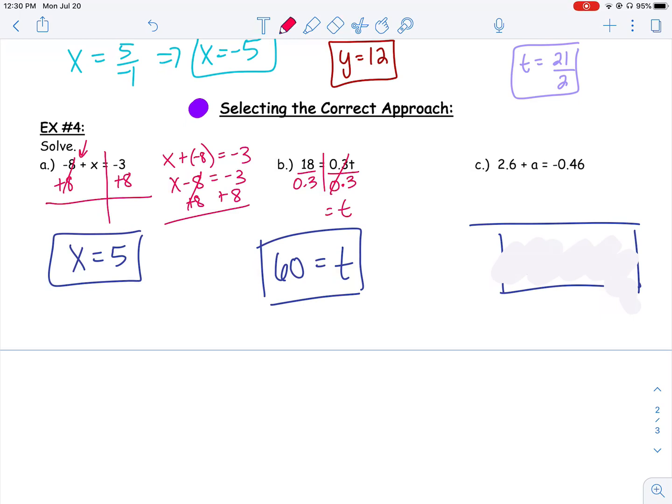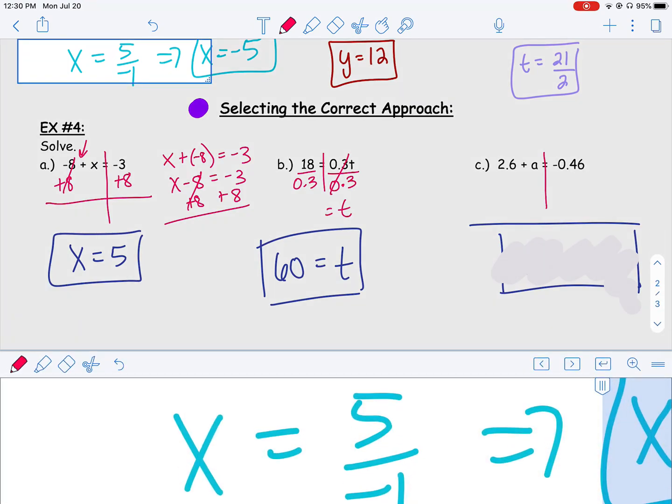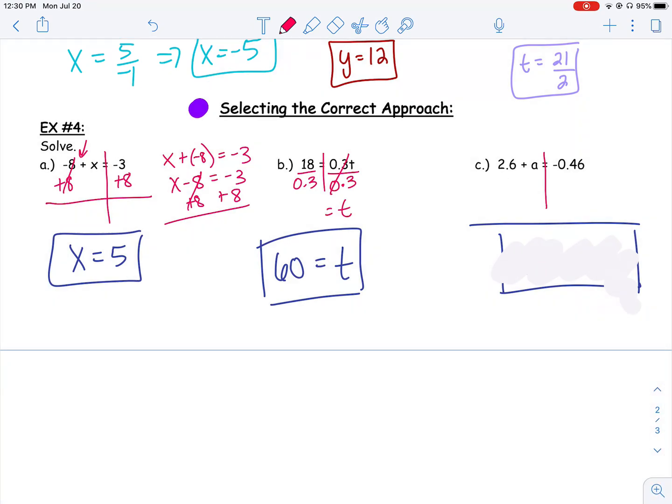All right, look at C. My equal sign is here, and my variable is here. All right, I have a 2.6 plus A. You notice that the 2.6 is added to the A, so I want to get rid of the 2.6, and it's a positive 2.6 right now. Or what you could do is, again, rewrite it, kind of like we did on A. So instead of writing it 2.6 plus A, could I write it as A plus 2.6?